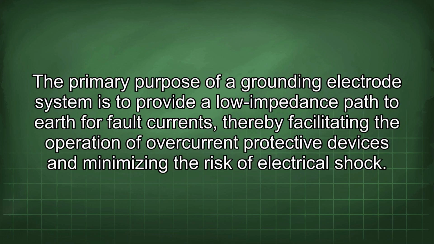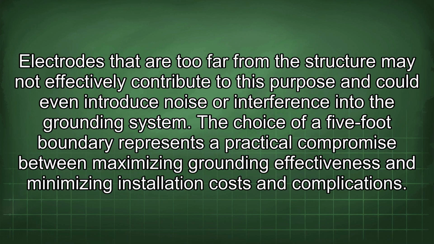The primary purpose of a grounding electrode system is to provide a low impedance path to earth for fault currents, thereby facilitating the operation of overcurrent protective devices and minimizing the risk of electrical shock. Electrodes that are too far from the structure may not effectively contribute to this purpose and could even introduce noise or interference into the grounding system.